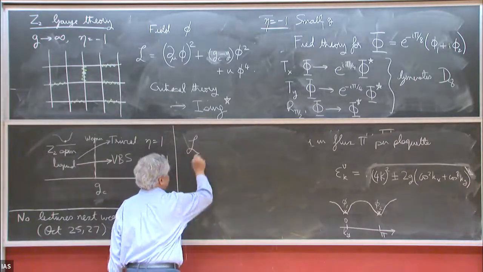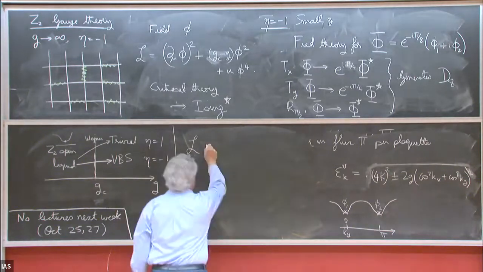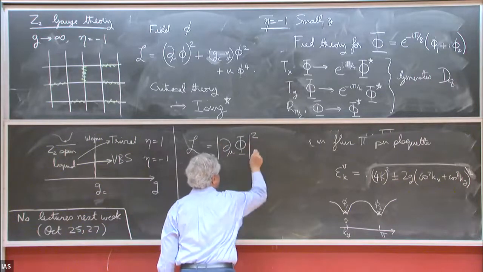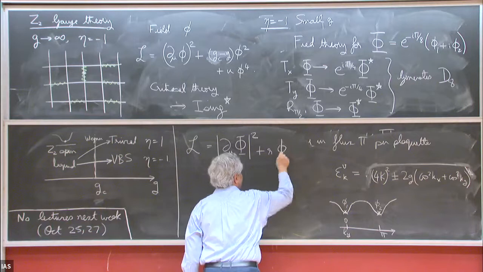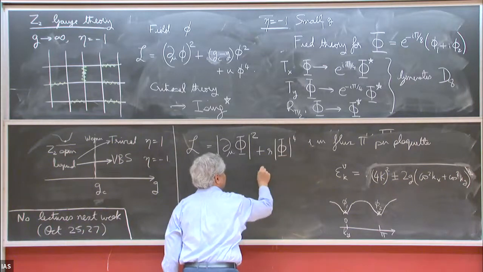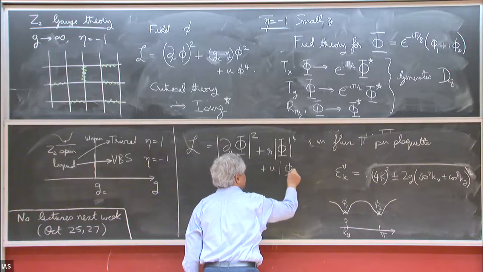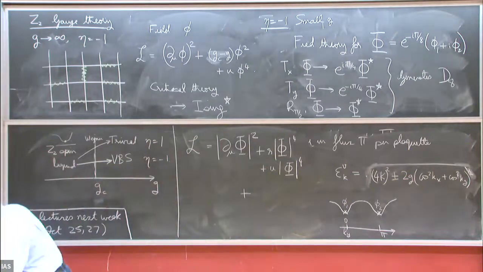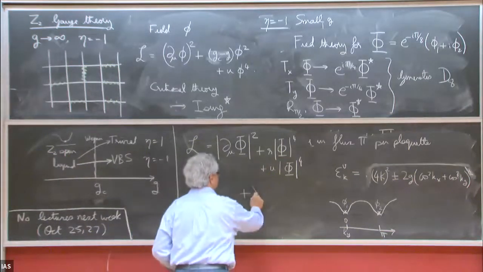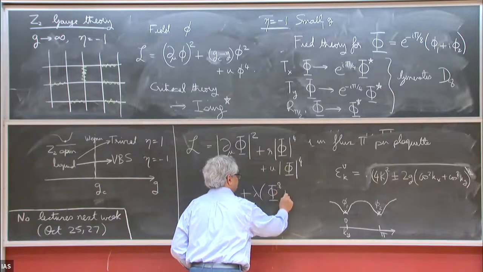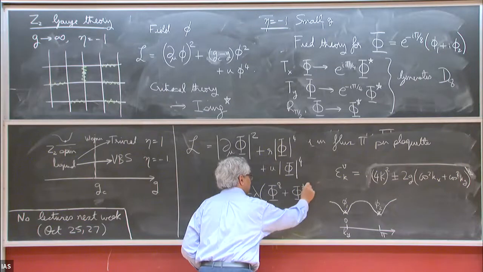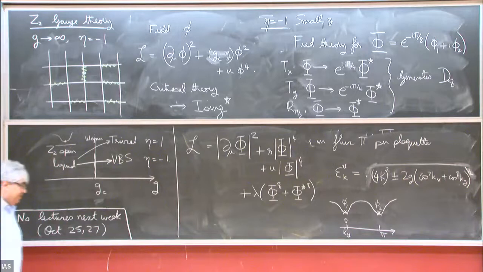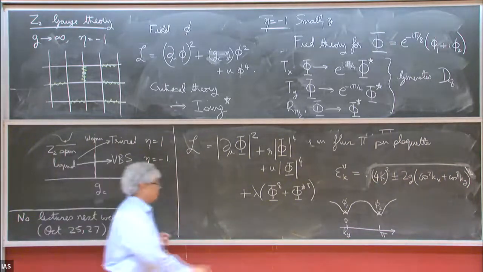So you want to write down the simplest Lagrangian consistent with these symmetries. And that turns out to be the XY model plus some r mod phi squared, u mod phi to the 4th, but not quite. There's another term. The simplest term is twice lambda, and it's phi to the 8, phi star to the 8. One of the fourths should be a square. Oh, thank you.